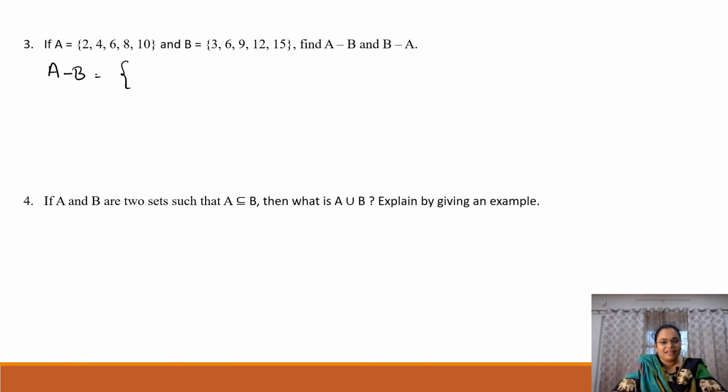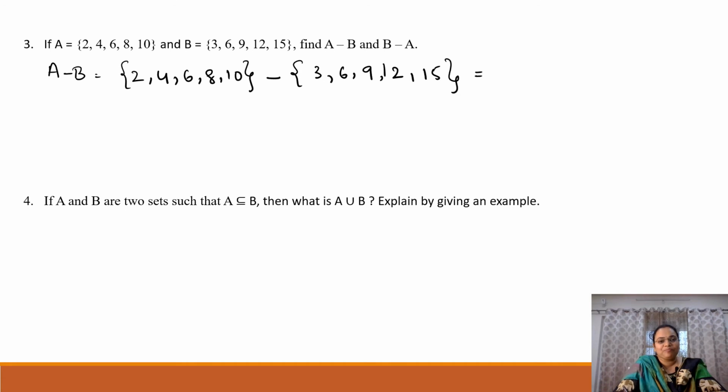What is set A? That is 2, 4, 6, 8, 10. What is B? That is 3, 6, 9, 12 and 15. If you want to find A minus B, you need to take all the elements of set A and see if there are any common elements in both the sets. If there are common elements, cancel them and take the remaining elements of set A. That is 2, 4, 8 and 10.